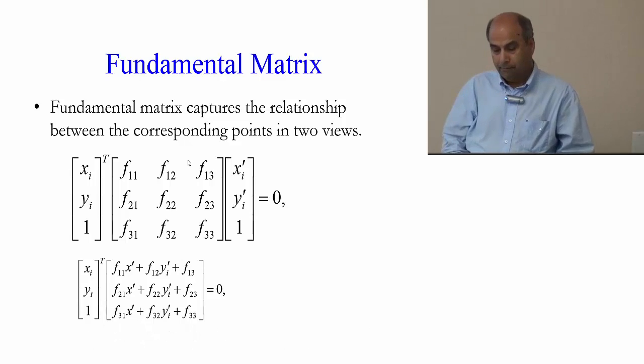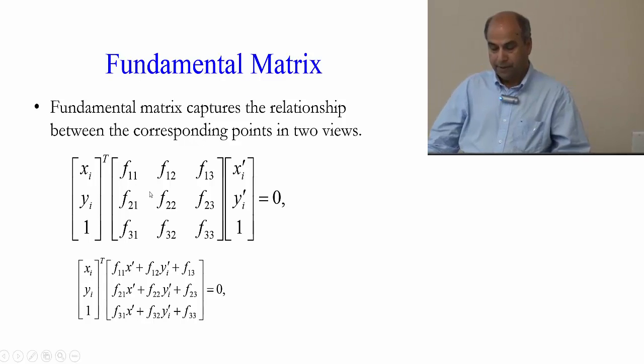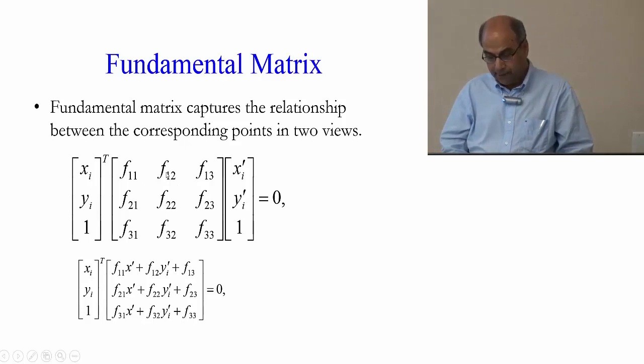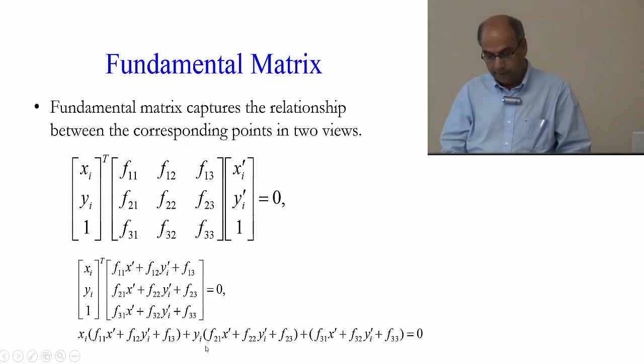When we multiply this one first, as you see, this will come as xi prime f11, yi prime f12 and f13, which is this one. Multiply with this, it will become xi prime f21, yi prime f22, and plus f23, and so on. Then multiply this again with that. So this will be multiplied by xi, yi, and so on. So we'll get it like that.